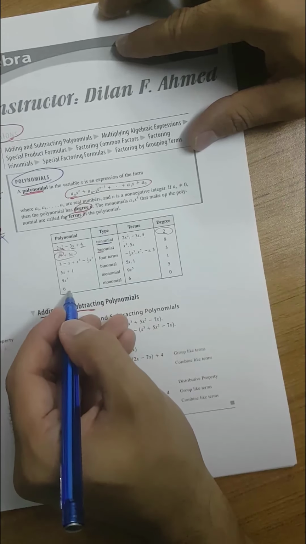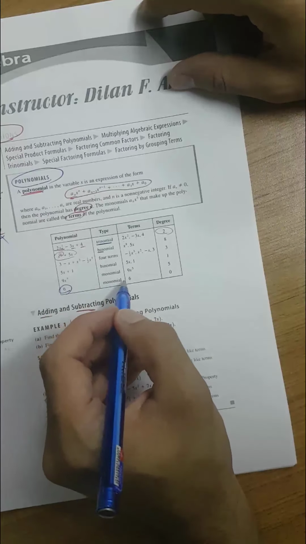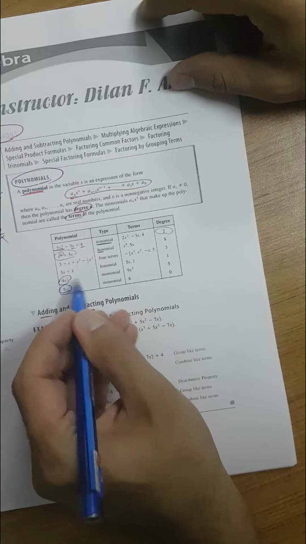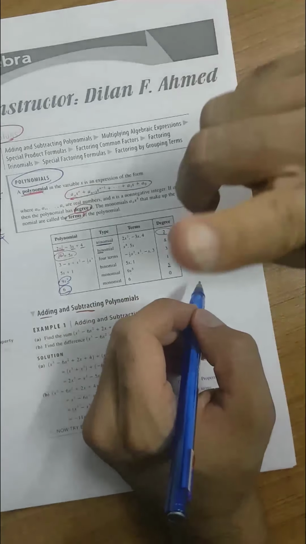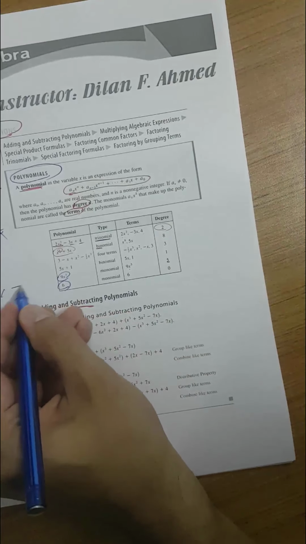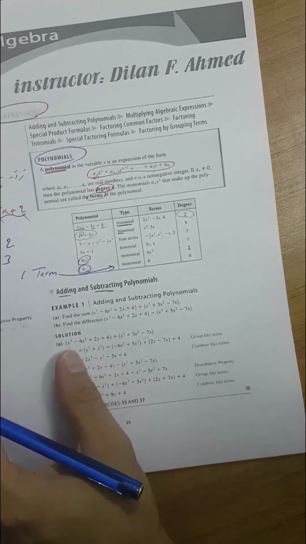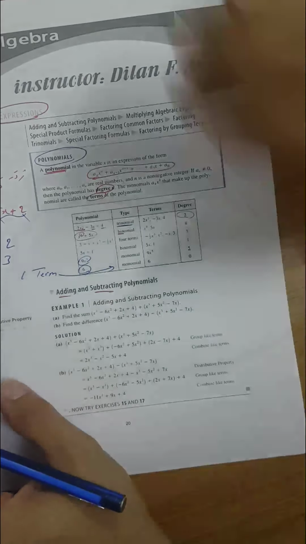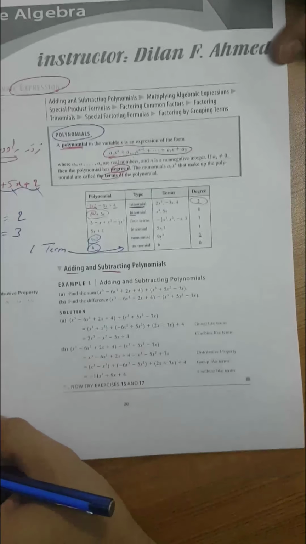When we have one term, it's a monomial. Okay, with the degree 0. This is a monomial with the degree 5. Monomial means that we have one term. This is just for clarifying, in case you use another book or reference, so you know what is meant by monomial.